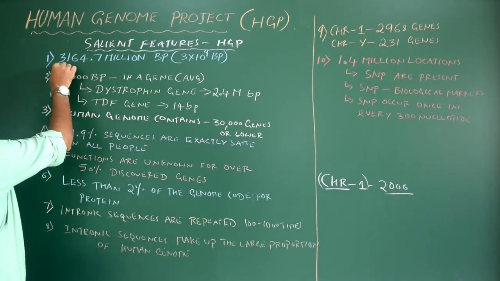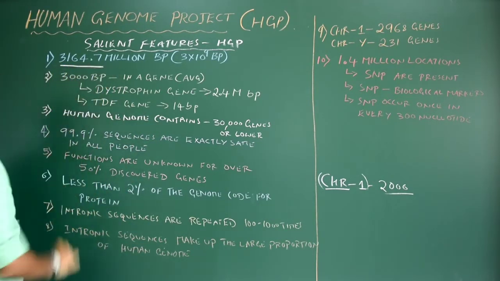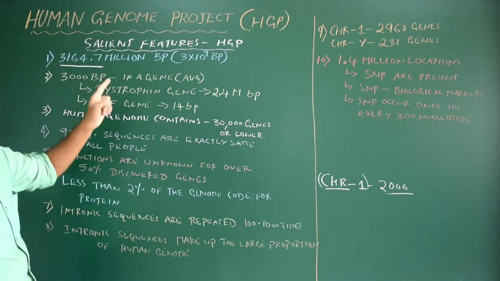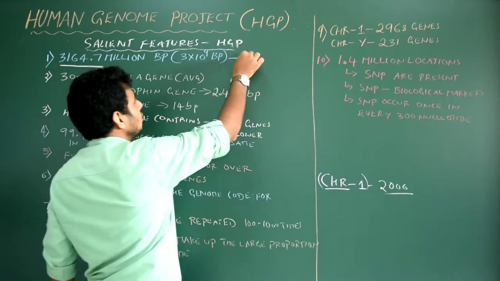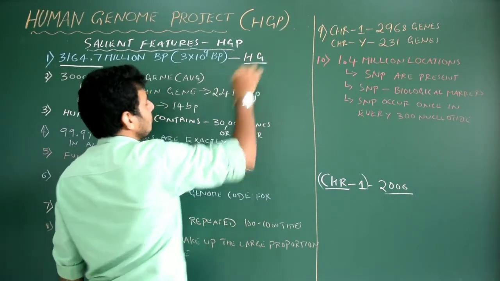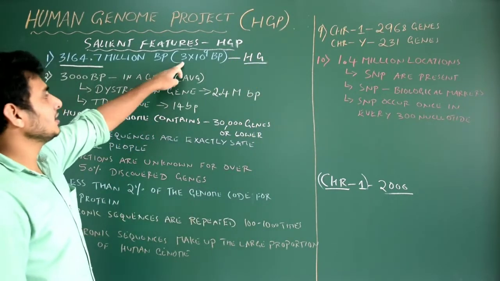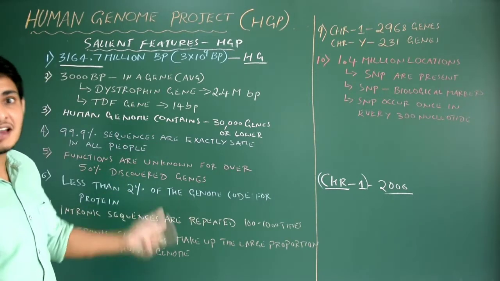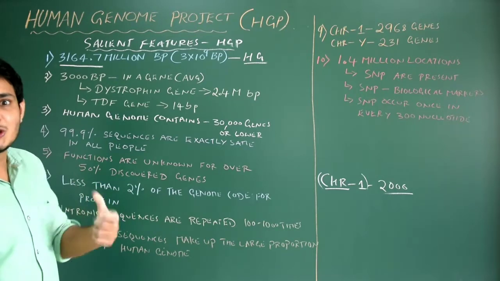The first one is they identified 3164.7 million base pairs present in the human genome. Note this point, that is 3 into 10 to the power 9 base pairs. That is actually the base pairs present in our one cell genome.